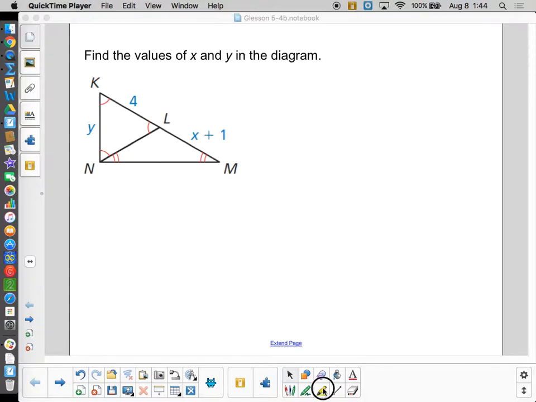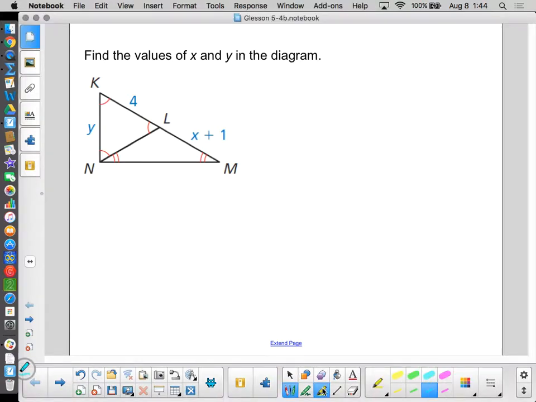I do notice I have some angle congruence things, and I want to work with the easiest thing I can first. And what I see right here is I have an equilateral triangle. So that means that y very clearly must equal 4, because it's an equilateral. All three angles are the same, all three sides must also be the same. Second part of the picture I look at, and look at this triangle down here.